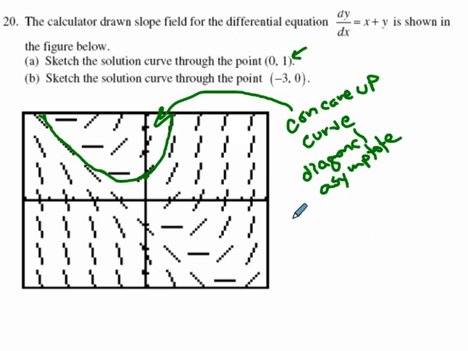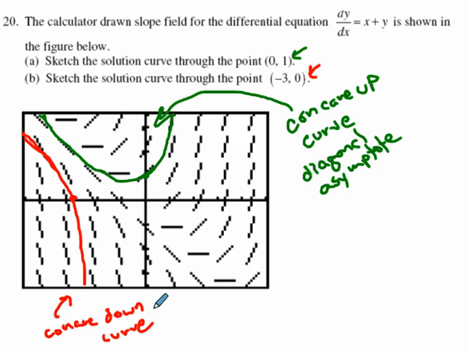And then they asked me to do one through (-3, 0), so we'll do that one in red. I'm going to go here, 1, 2, 3. So here's (-3, 0). I can see that I've got pretty steep slopes here that are going to get steeper as I go down. And then over here, a little less steep, probably more like that. So something like that is the general shape of it. And this, of course, is a concave down curve. It doesn't have an asymptote at all. It goes up to infinity here and down to negative infinity here.